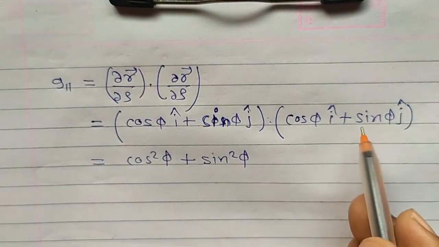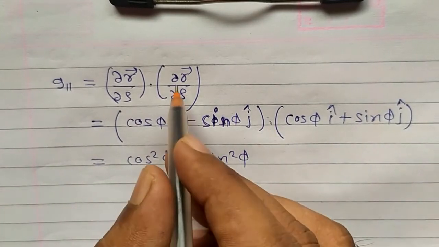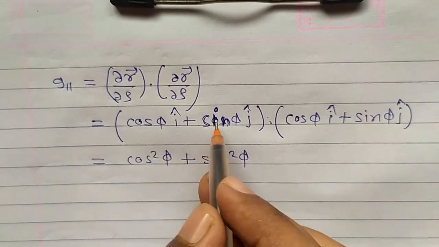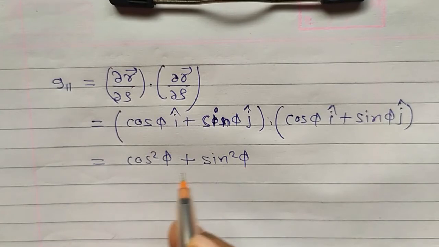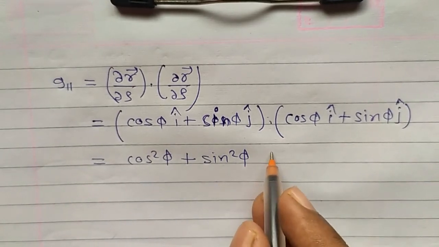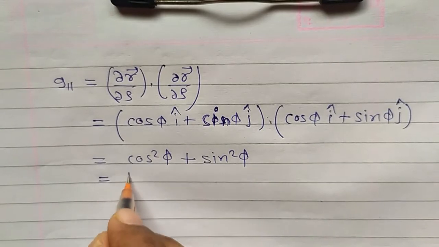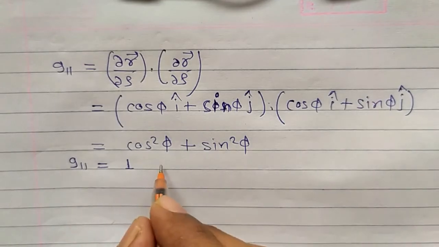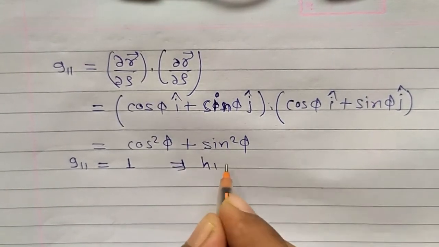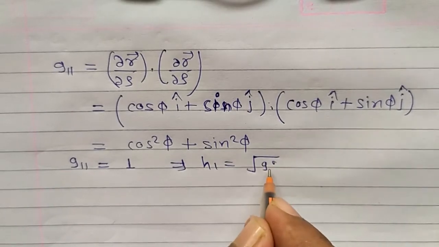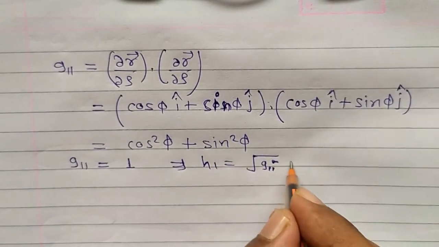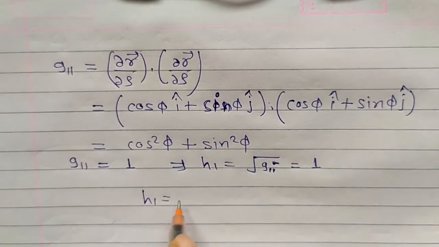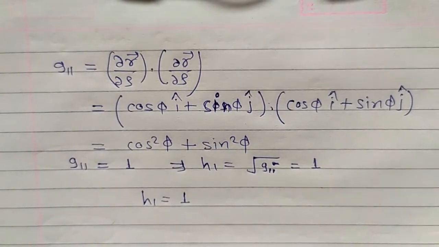So you can see, if I take a dot product with again delta R bar by delta rho, with itself, you get cos phi into cos phi, it is cos square phi, and sin phi into sin phi, it is sin square phi. So sin square plus cos square, of the same angle, is 1. So I got G11 is 1. Then we will find h1, which is the root of G11, and it will be 1 because the root of 1 is 1. So I found h1 is equal to 1. I will highlight it.